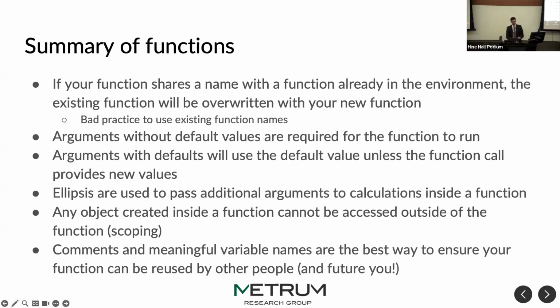Okay, I kind of covered a lot of this. Quick summary: if a function shares a name with a function already in the environment, the one in the environment will be overwritten. Arguments without default values are required to run a function. Arguments with defaults will use the default unless you explicitly give new values for those. Ellipses can pass additional arguments to internal function calls. And any object that's created within the function will not be accessed outside of the function unless you return it. And then finally, comments and meaningful variable names are the best way to ensure functions can be reused, interpreted, and just good practice for coding.